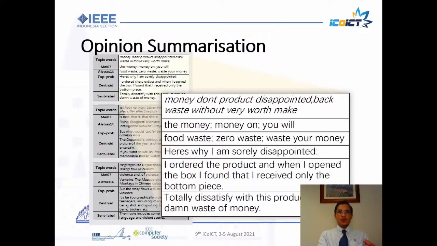So as you can see, sorry, these are the topics: money, don't, product, disappointed. The first one is the topic label generated by the first approach, the money, which is obviously by bigram. And then the second one is using phrases, okay, food waste, zero waste, waste your money. And then we also have the most relevant sentences with the topic. Here's one: I am sorely disappointed. And then these two are my approaches, where I use a centroid, in which we try to calculate which among the related sentences is the central one, and then we use this to explain the topics. And another approach is called sentence labeling relevancy, where again the purpose is to label the topic, to explain the topic. In other words, to summarize the opinions in the topics.